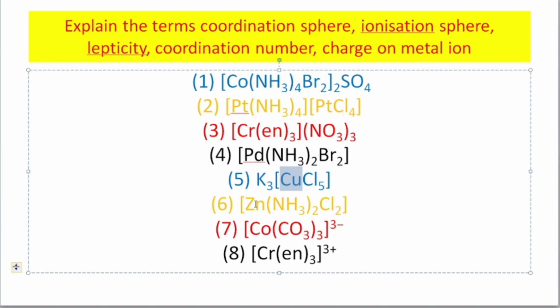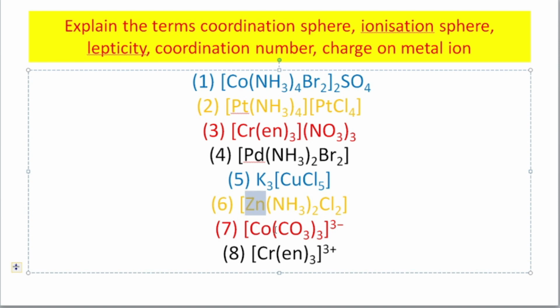See the sixth complex. Ammonia carries no charge and chloride carries minus 1 charge. Now see the equation. Q plus 0 minus 2 is equal to 0. Why 0 am I saying? Because the complex has no charge. So what is the Q? Q is equal to plus 2. So charge on zinc is plus 2.